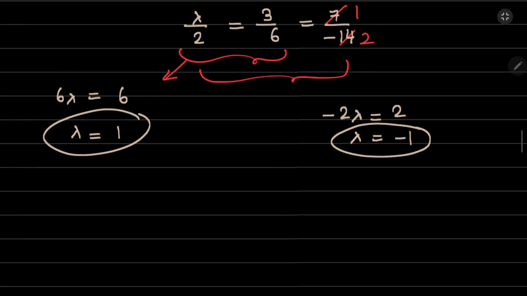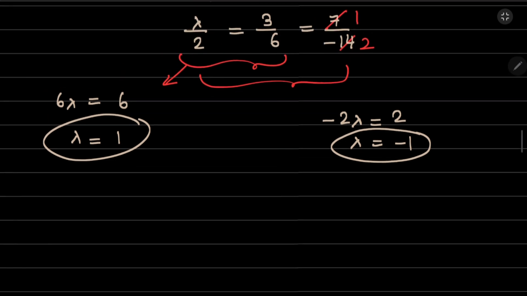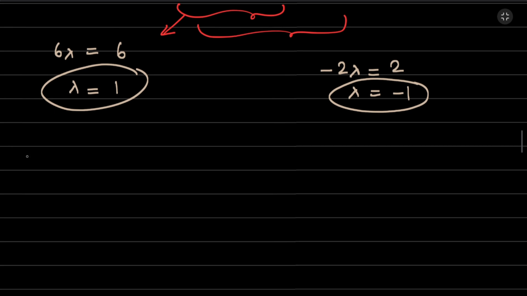If in both the scenarios you were getting lambda 1, then that's fine. You will have infinitely many solutions because all the three ratios will be equal. But then you're getting two different values. With one pair of ratios, you're getting lambda equal to 1. The other pair, lambda equal to minus 1. So the final answer would be, therefore, you can write there is no value.